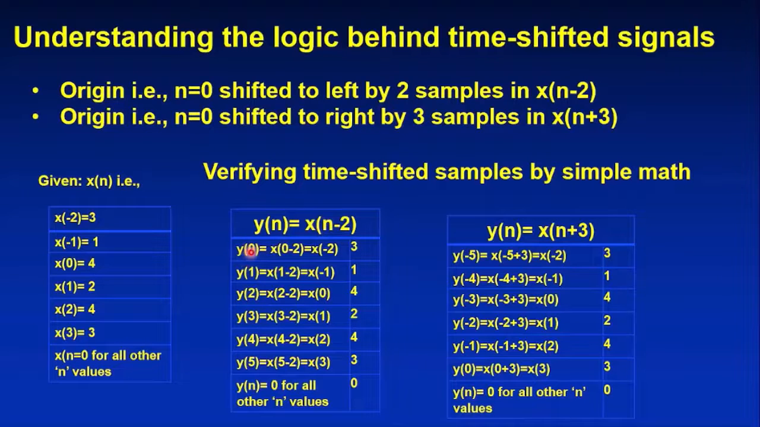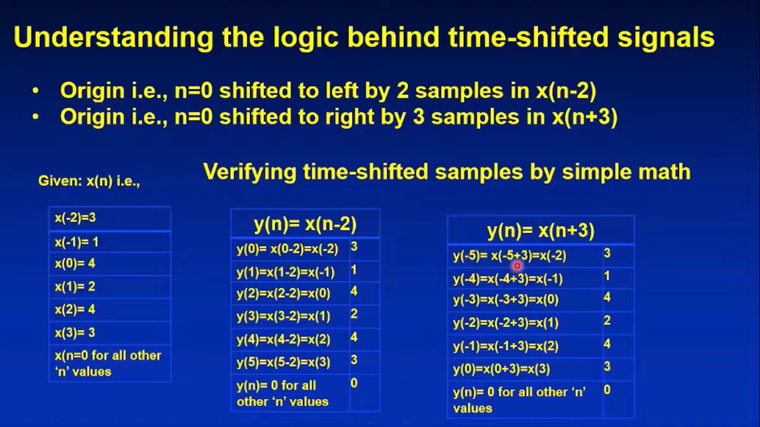So y of 0, we want a sample at n equal to 0 for x of n minus 2. So we substitute n equal to 0 here, that is x of minus 2, and x of minus 2 is already known, that is 3. So this way we can compute all the samples of the new signal, plot it, and compare it with the graphical representation that we have seen earlier. The same thing can be done for x of n plus 3 also.